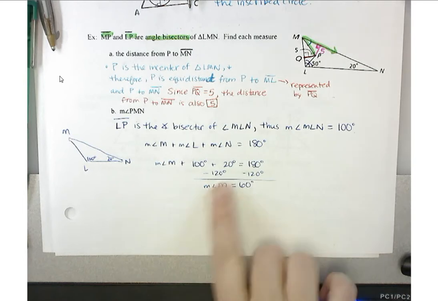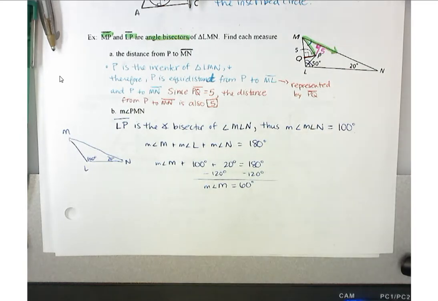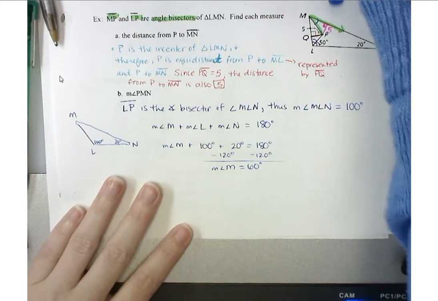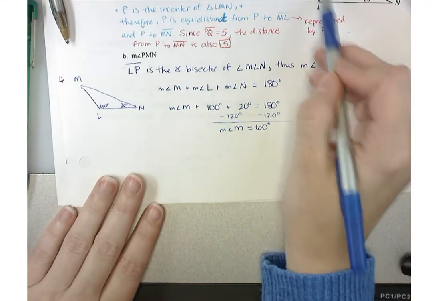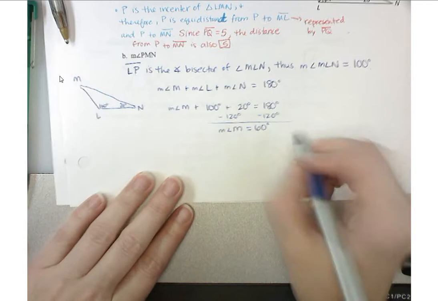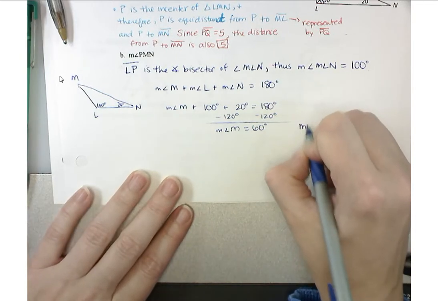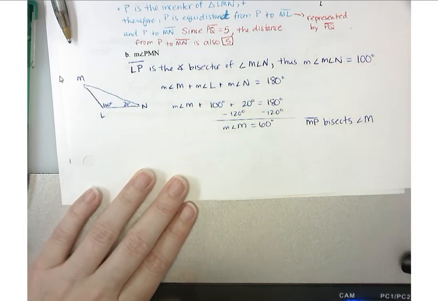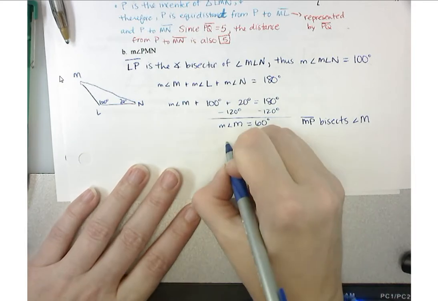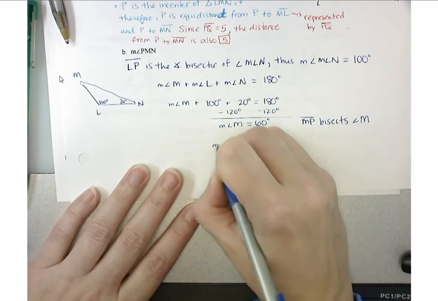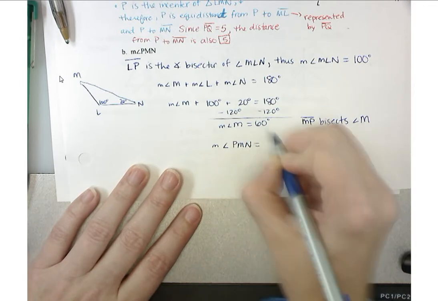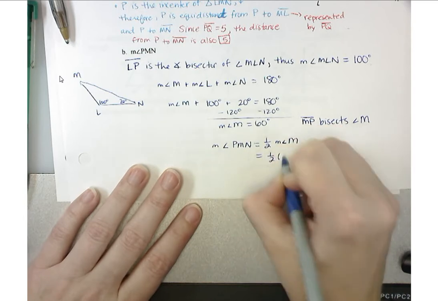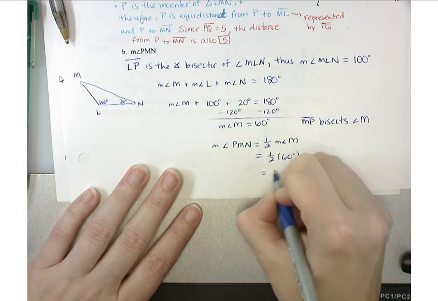Now, remember, they're not just asking you for M. This is the bisector. Because MP is the bisector, MP bisects angle M. So that means the angle that we're trying to find, the measure of PMN, is going to be half of angle M. So half of 60, which means it's going to be 30 degrees.